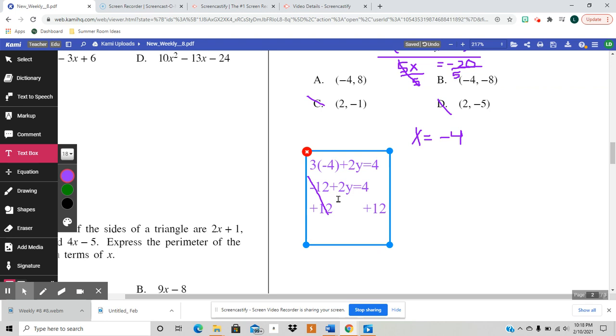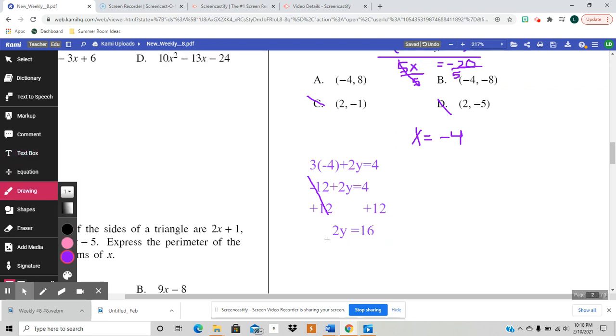Can I go back into this text box now? I can, yay. Okay, so clearly I'm new at this counting thing. So I have 2y equals 4 plus 12 is 16. And then I would divide both sides by 2. And I get y equals, and 16 divided by 2 is 8.